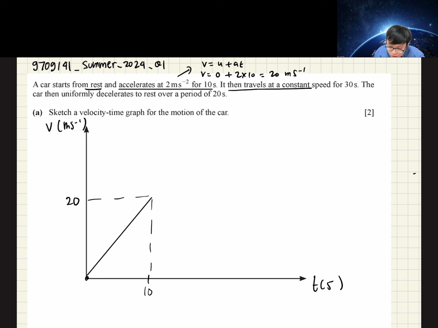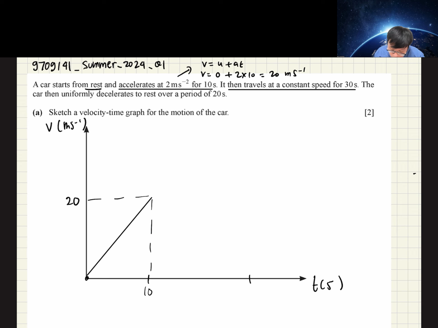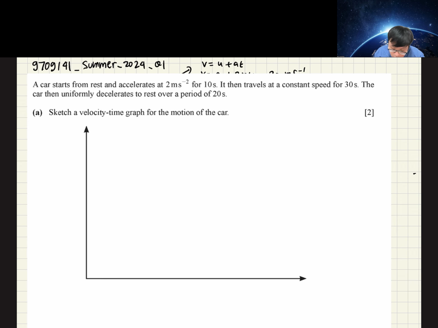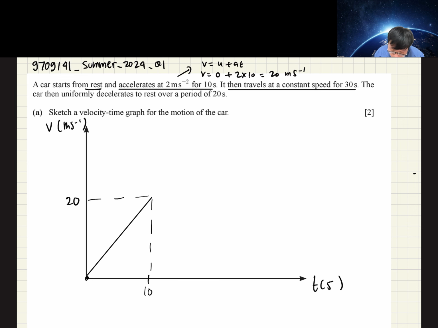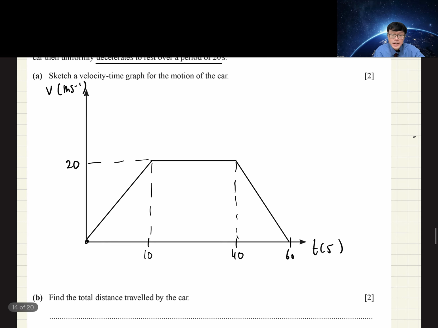It then travels at a constant speed for 30 seconds. So from 10 to 40, 30 seconds, traveling at constant speed, so horizontal. And after that, it decelerates to rest over a period of 20 seconds. So from 40 to 60, it will decelerate until rest.